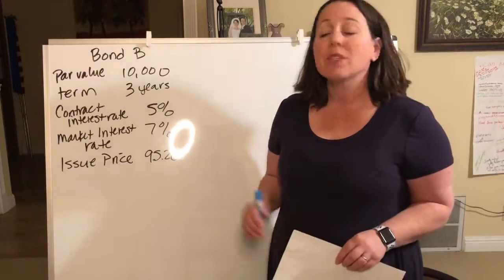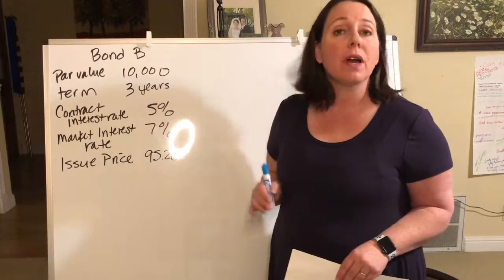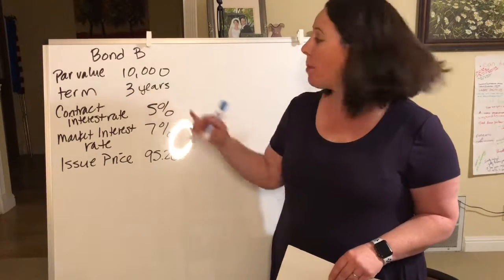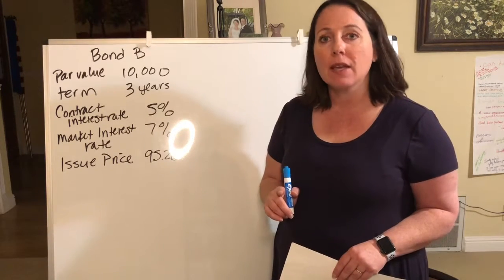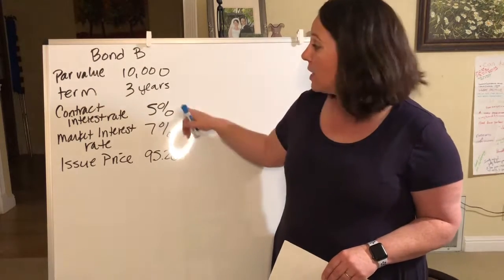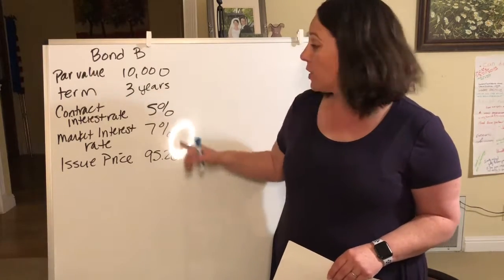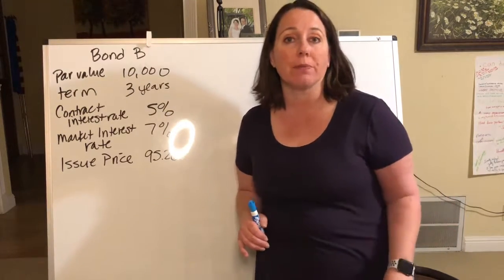Right, welcome back. This time we're doing Bond B. Bond B has a par value of $10,000. The term on Bond B is 3 years. The contract interest rate that's going to determine how much we actually pay in cash is 5%. The market interest rate is 7% and the issue price is 95.20.